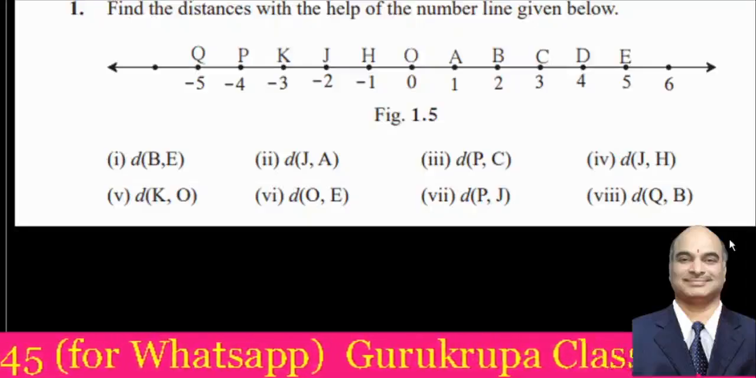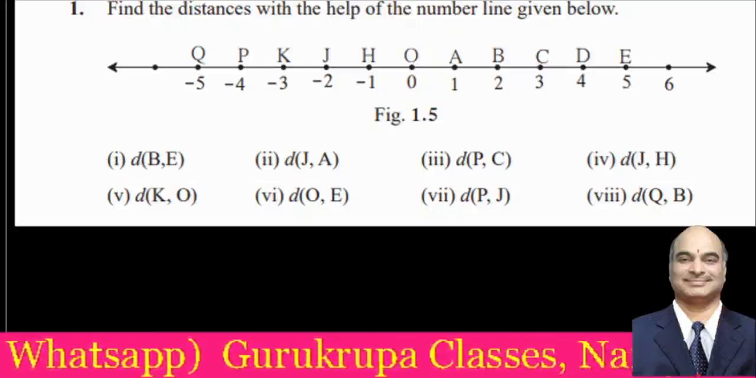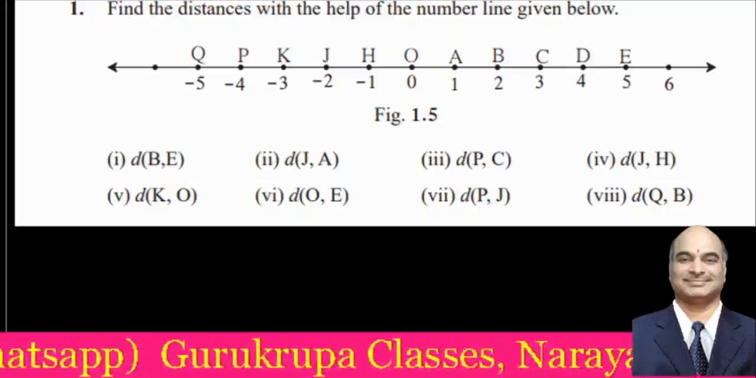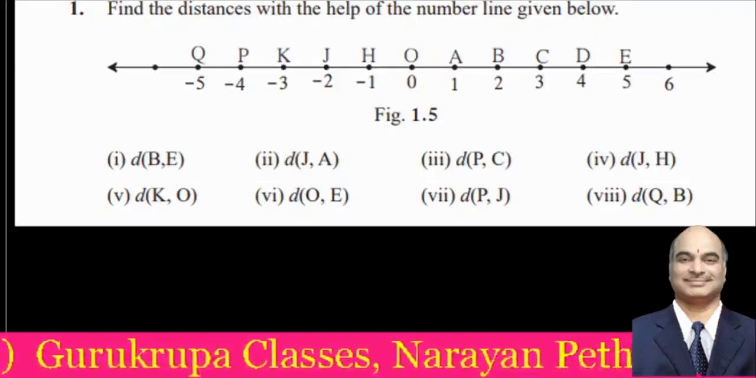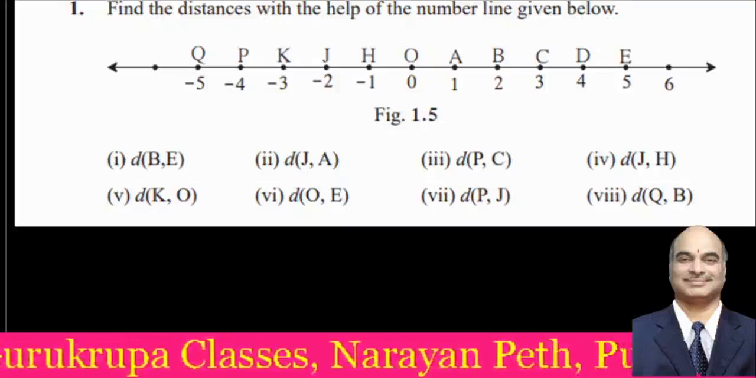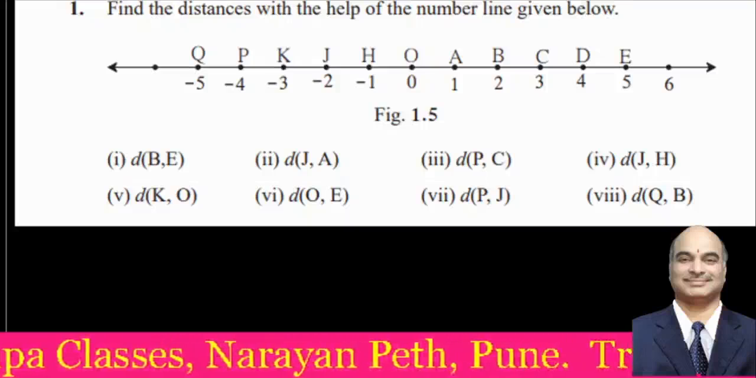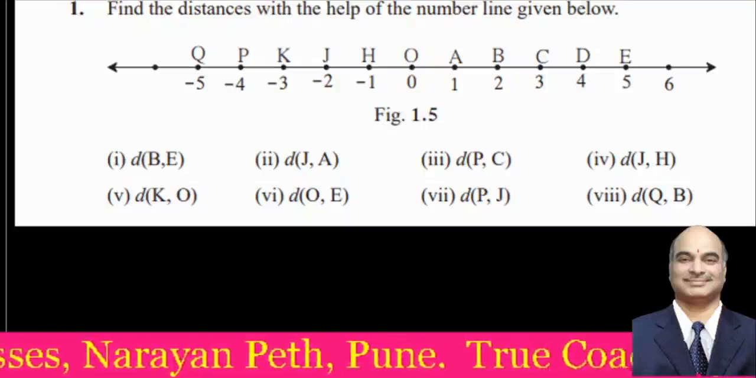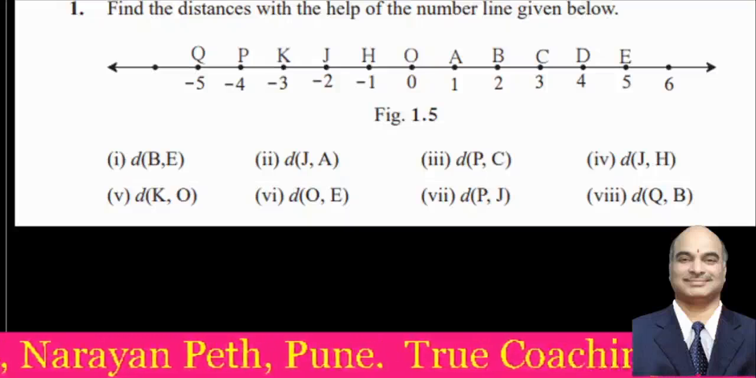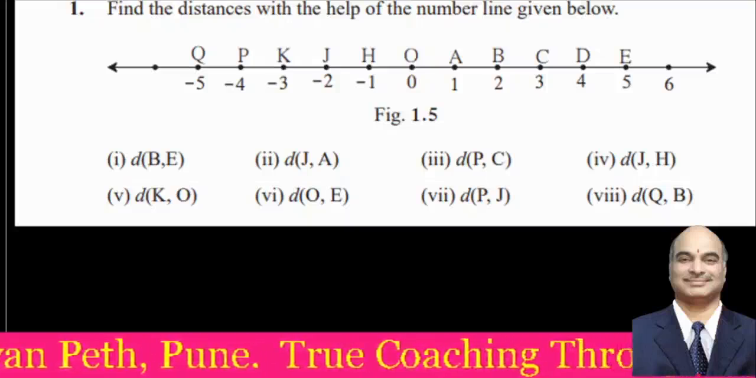Okay, so here we are going to solve problem number 1 with practice set 1.1. So what is given to you? The distances. We have to find the distances on a number line. We can see a number line. Then we see some distances are asked to find. So we just start with one of them.